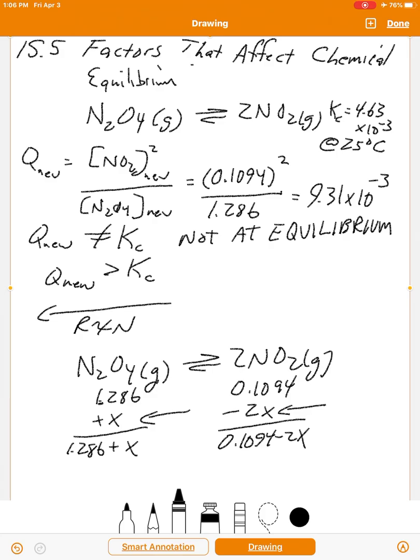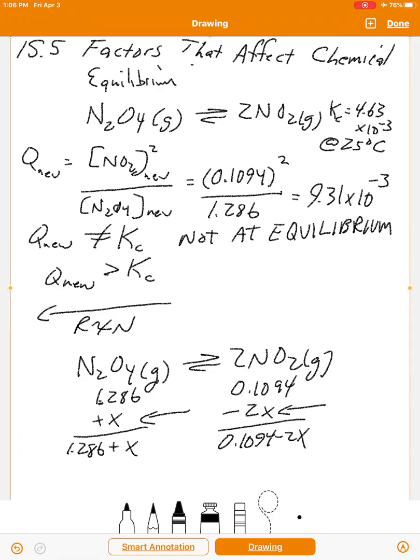We stress the system by changing the volume. We compress the gases. That compression resulted in the reaction shifting to the left, producing more N2O4. So if we saw this occurring, we would see that more N2O4 is produced by decreasing the volume of the container. That's Le Chatelier's principle.